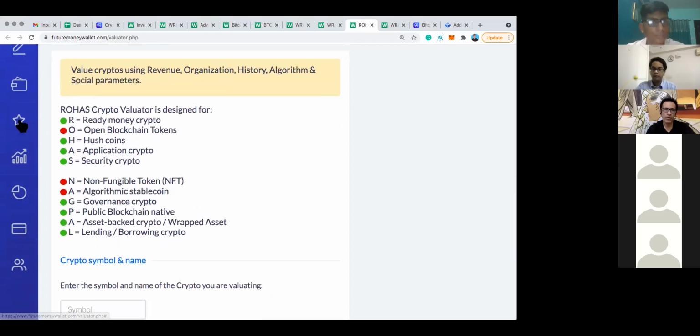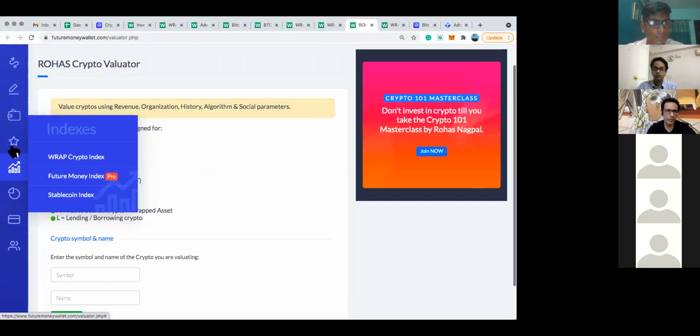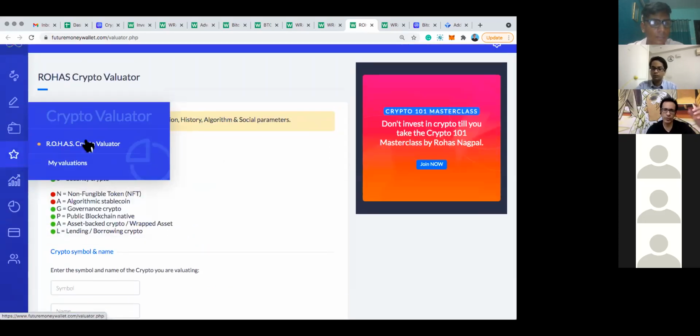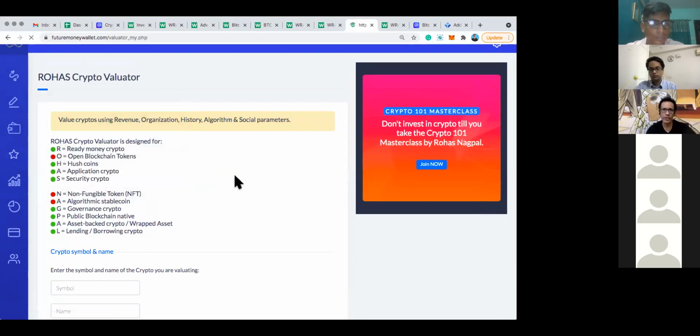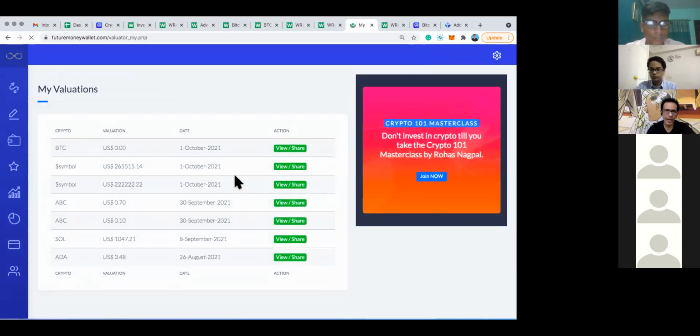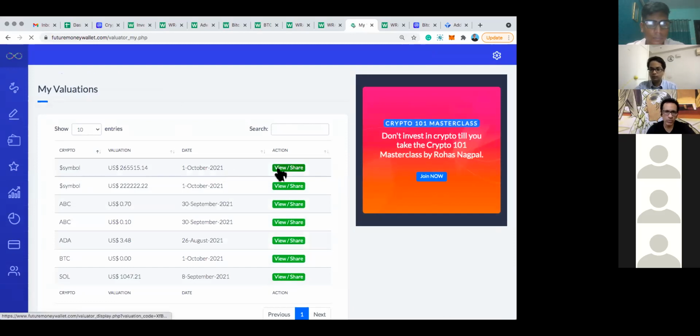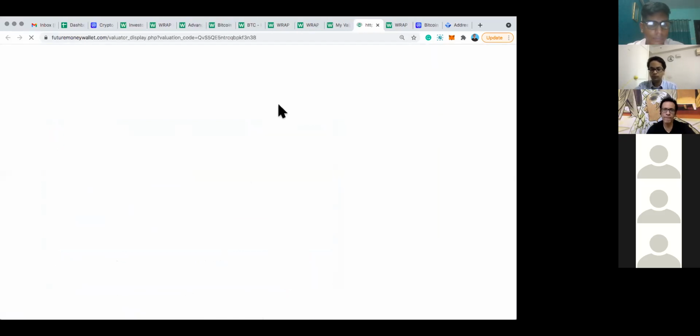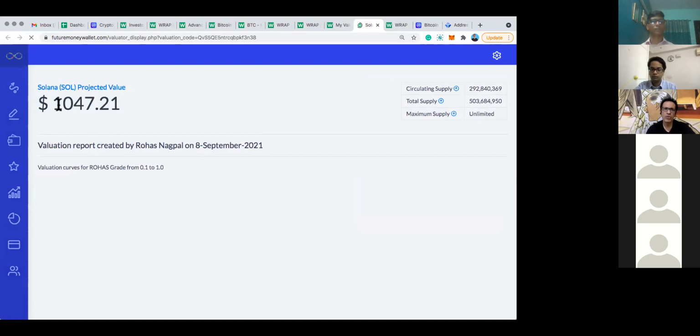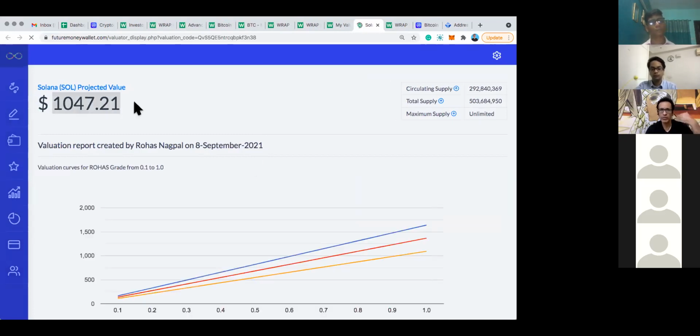Yeah, sorry. Okay. So if you guys log in here, you will be able to, one sec. Yeah, so in the valuator, you will be able to enter the symbol and name of any crypto and then calculate its value based on certain parameters. I'll just probably show you a sample one. I think SOL should work. Yeah, so as per my calculation, SOL should be $1,047.